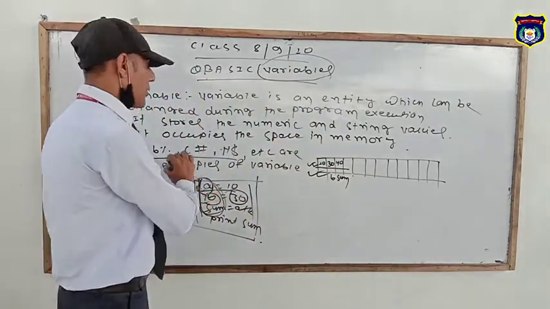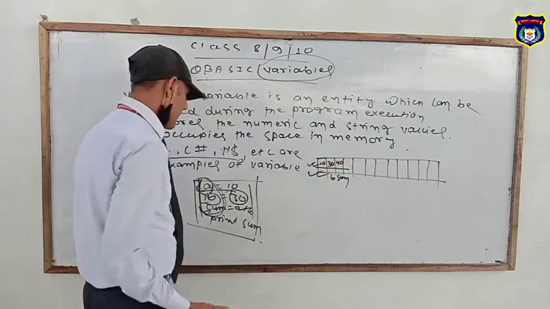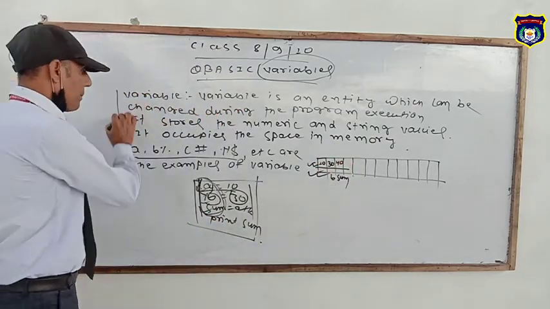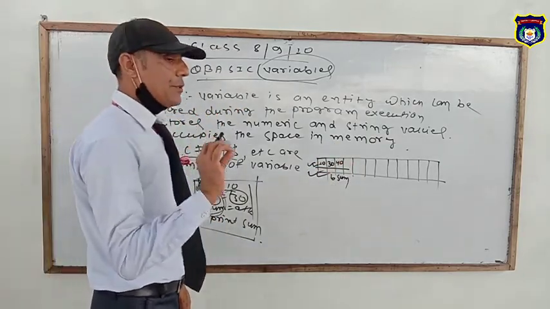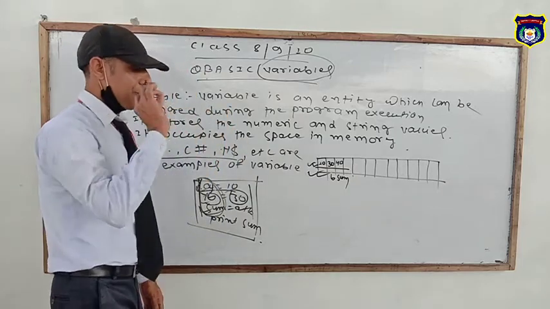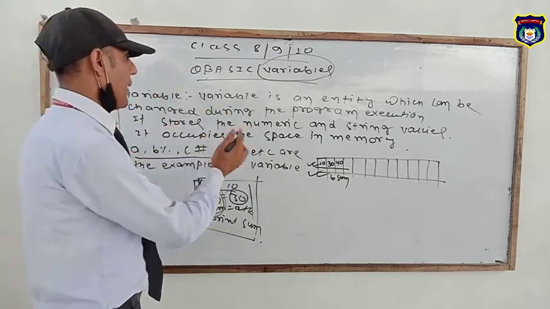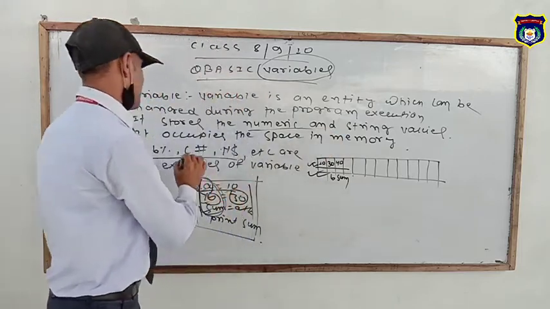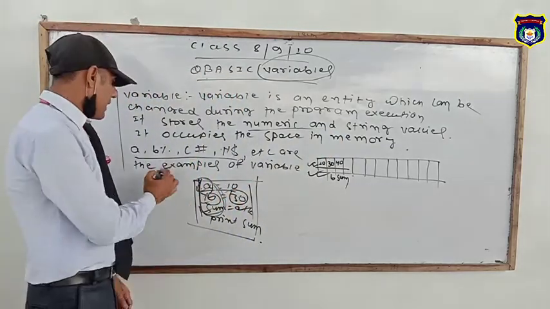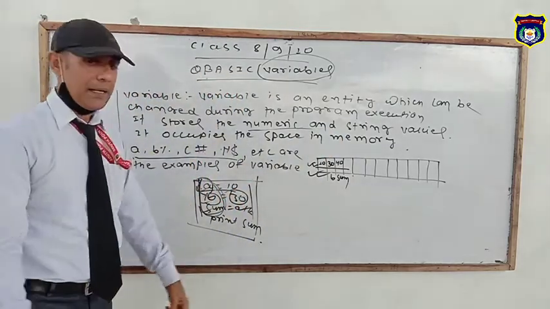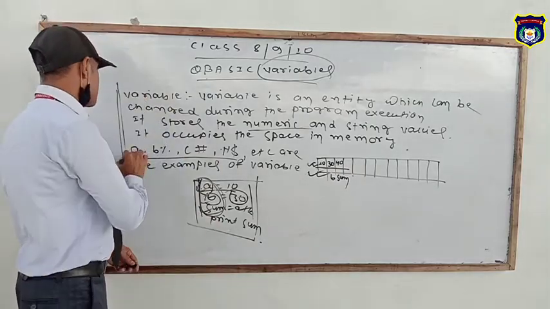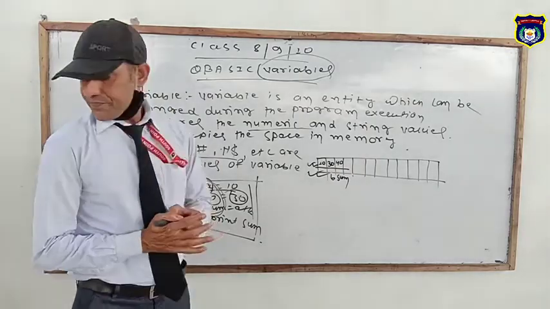Variable occupies space in memory. Okay, so especially a variable is an entity which can be changed during the program execution, and it stores numeric and string values. It occupies space in memory. And these are the examples of the variable. Now we are going to discuss the types of variables.